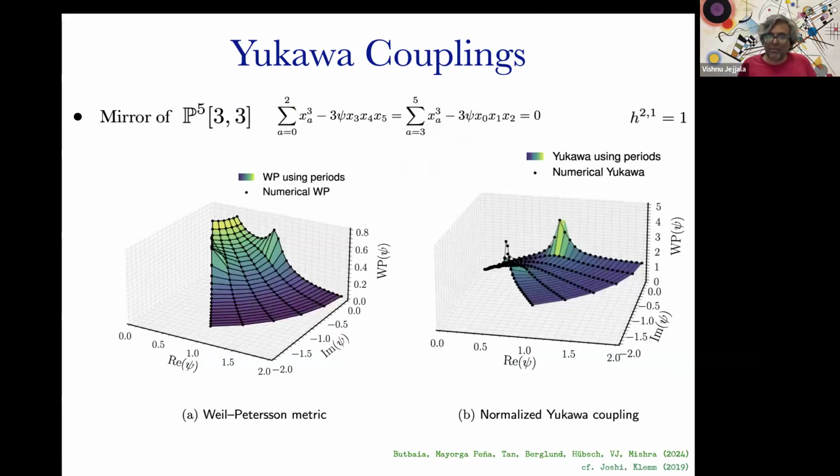Another model, another manifold with h21 equals 1, is the mirror of two cubics in P5. And again, we see that when you compare the Weil-Petersson metric computed using the period integrals and the Weil-Petersson metric from the Kodaira-Spencer map, the data points lie on top of the analytic curve that we get, and we can therefore compute the normalized Yukawa couplings in this model. The unnormalized couplings were computed by Yoshi and Clem in 2019.